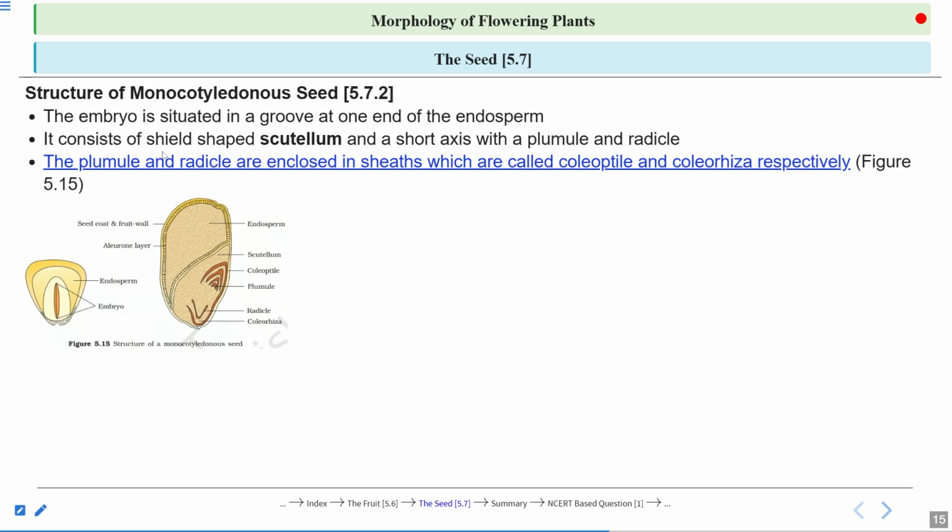Here you can see the shield shape. Shield means that it protects something. So the scutellum is protecting this whole embryonal axis. It also provides nutrients: the nutrients from the endosperm are passed to the scutellum and then to the plumule and radicle.